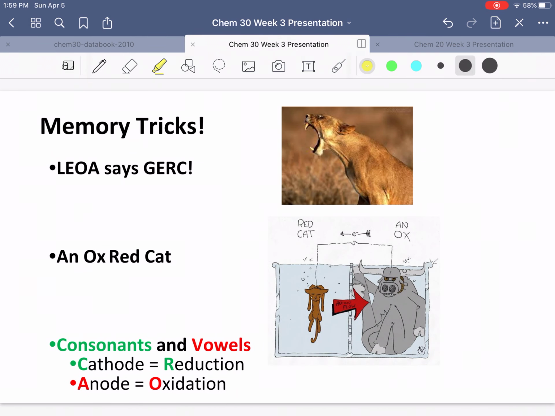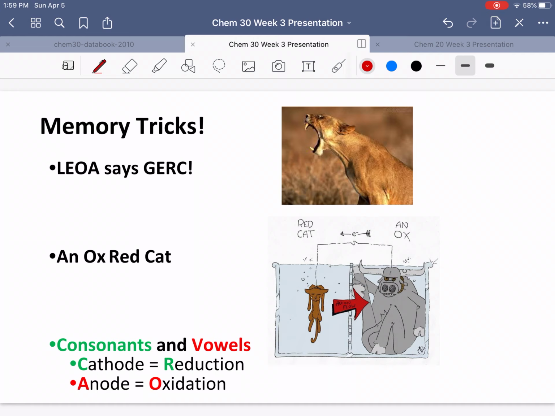Memory tricks. It's really important that you do not lose sight of this and that you keep it straight in your head. On the PDF notes that are posted, I have these written out in full. We're just going to talk about them here. Now, look at that first one. Leo says GER. This is ridiculous, but honestly, I'm trying to get you to say, okay, here's a lion, and it's growling. What it stands for is you lose electrons is oxidation.